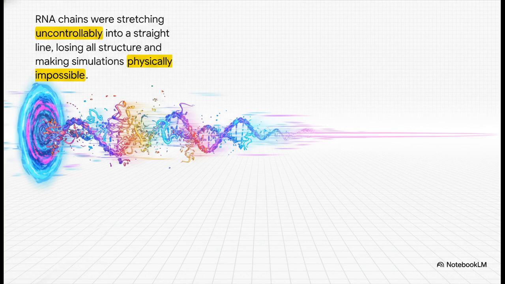But in the early days of the simulation, without the right rules in place, the chain of atoms just stretched out, and it kept stretching into a perfectly straight, infinitely long line. The creator called it the Great Expansion. And it wasn't just wrong, it was totally useless if you actually want to understand how life works.